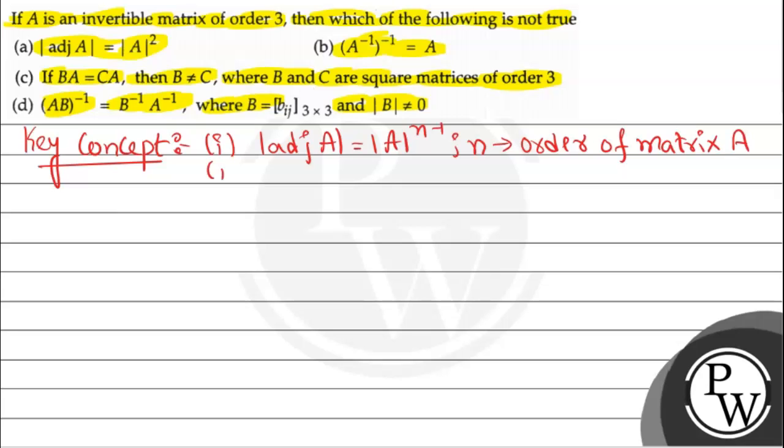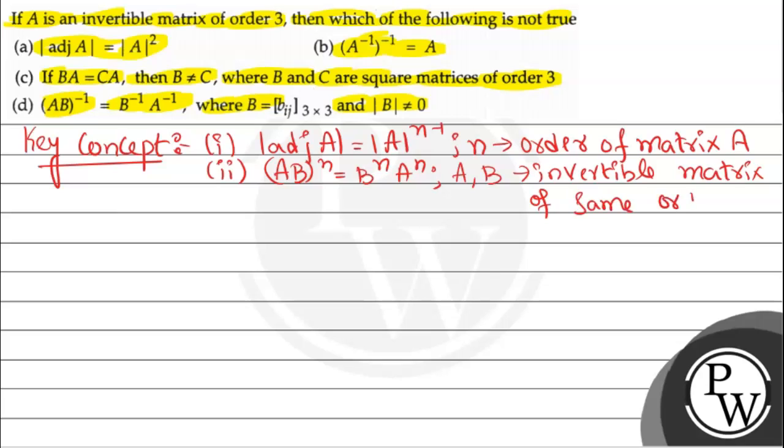Next, the second property that I'm going to use is if we have AB whole power n, where this can be written as B power n into A power n. We can apply this when A and B are both invertible matrices, and both should have the same order. Then we can apply the AB whole inverse property. Now moving forward to the actual solution.